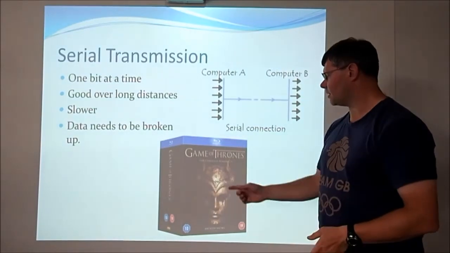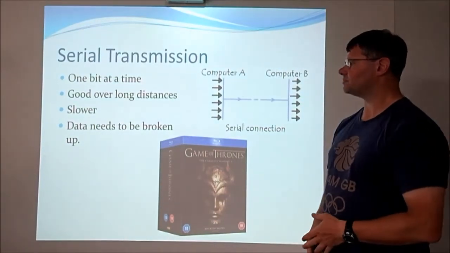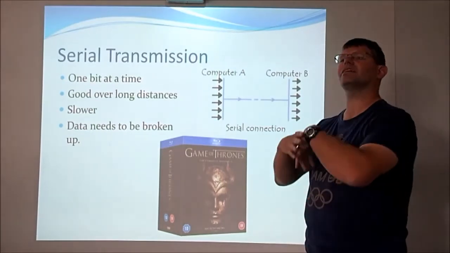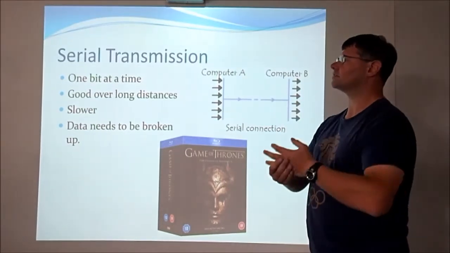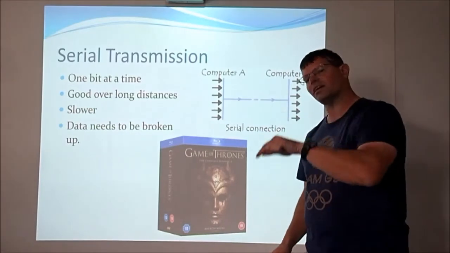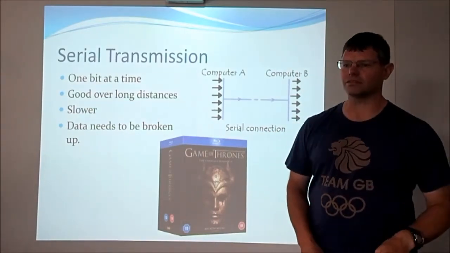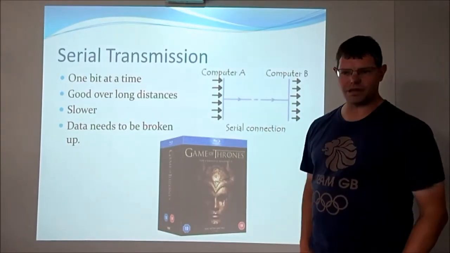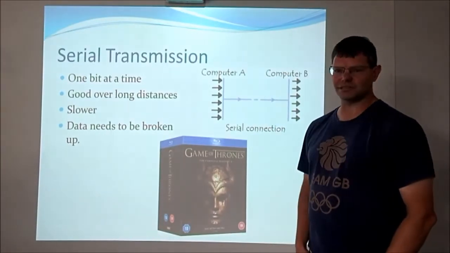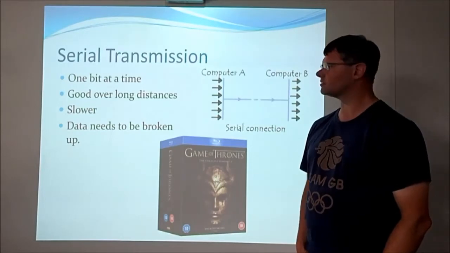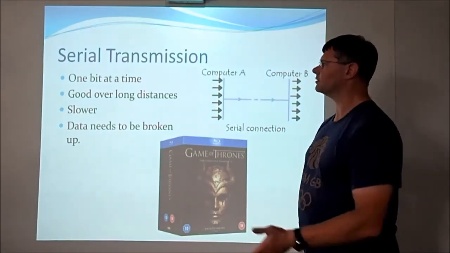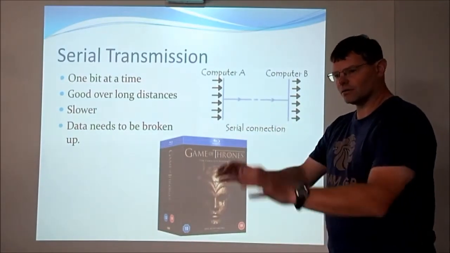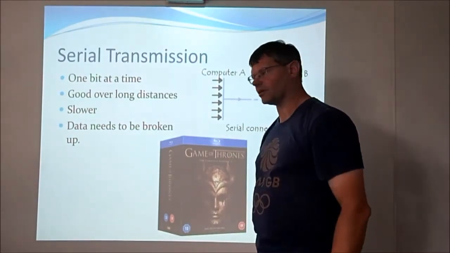If you wonder why I've got a box set of Game of Thrones here, that's because Game of Thrones is a very popular TV series. Series comes from the word serial, and it's called a series because the episodes come out one at a time. They don't all come out at once, and the seasons come out one at a time. They don't all come out at once. If every episode came out at once, that'd be rubbish, because you'd end up watching the last episode first, and then it would spoil the whole story. So serial, one after the other, one at a time. Parallel, lots of things happening all at the same time.